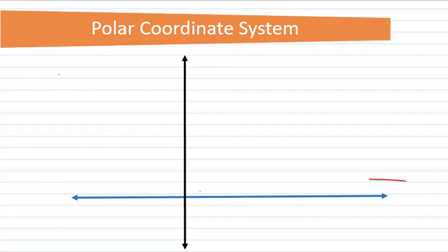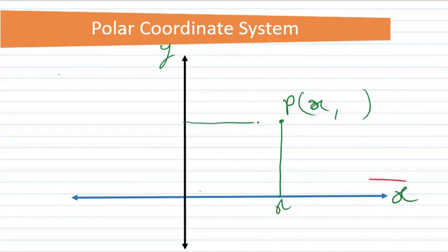Here, let's suppose there is a point P that we have to locate by using both the polar coordinate system and the Cartesian coordinate system. This will be your x-axis, this will be your y-axis in the Cartesian coordinate system. Let's suppose this distance is small x, and this is your small y, where this line is intersecting. You can consider this capital X, capital Y.